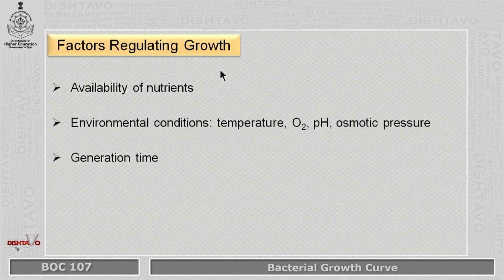Next are the factors regulating growth. So, what are the factors which regulate the growth in the medium? First is the availability of nutrients. Second, various environmental conditions such as temperature, oxygen, pH and osmotic pressure. And the last factor is generation time.